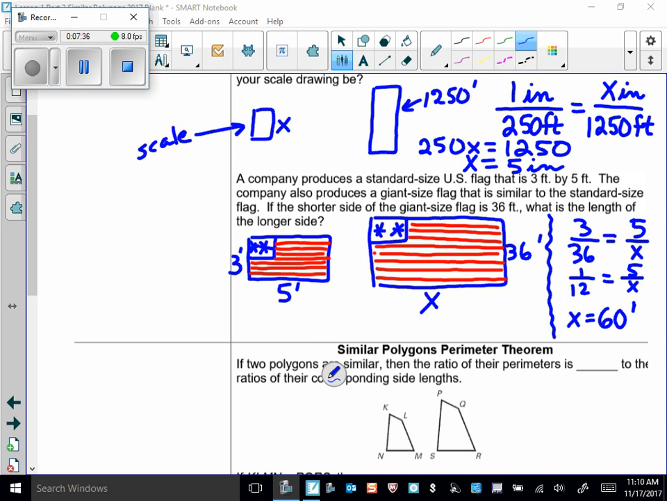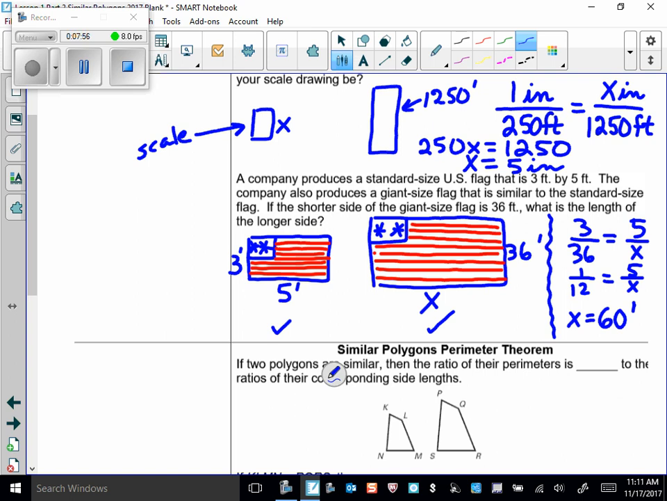Okay, here are 2 flags. The small one is 3 feet by 5 feet right there. The large one is 36 feet by whatever the length. That's what we're trying to find. So this is simple. They're all in feet. So we're just going to set up our proportion using the ratios of the corresponding sides.